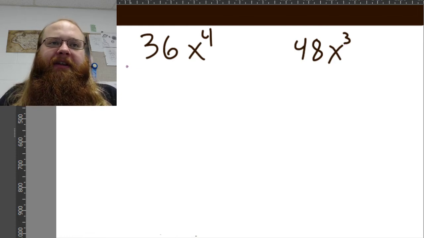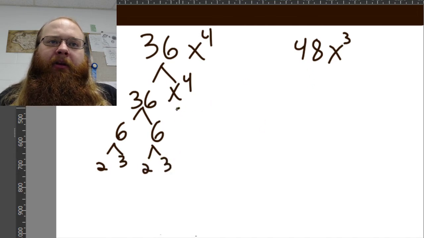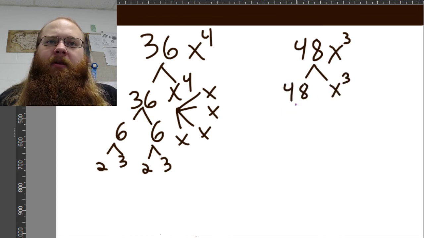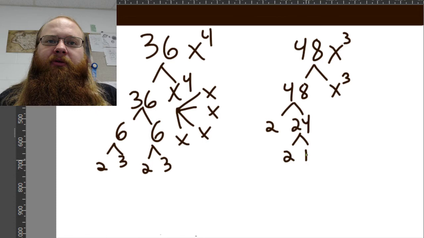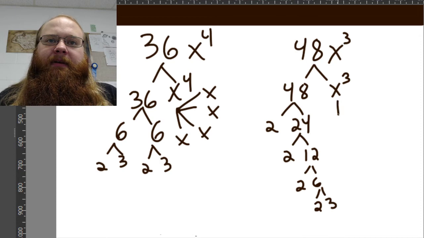Okay, so let's go ahead and go over these. So again, we're going to split the 36 off from the x to the fourth. Now factor our 36, which is 6 and 6, which is 2 and 3, 2 and 3. And our x's, we have 4 of them, so we're going to have 4 x's. 48, we're going to split that off from the x cubed. 48 is 2 and 24, which is 2 and 12, which is 2 and 6, which is 2 and 3. And again, we're going to have 3 x's.